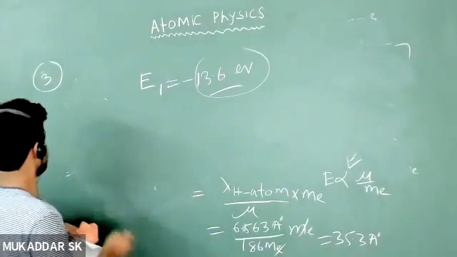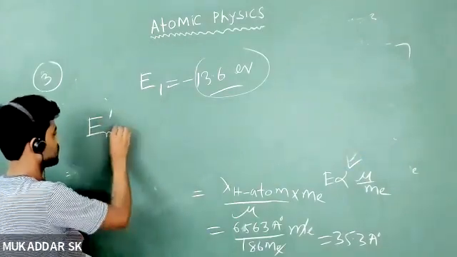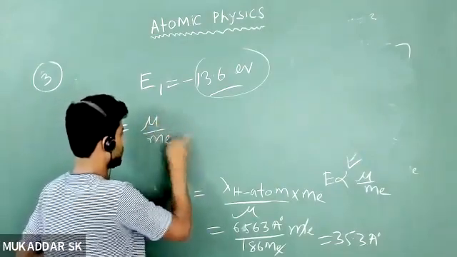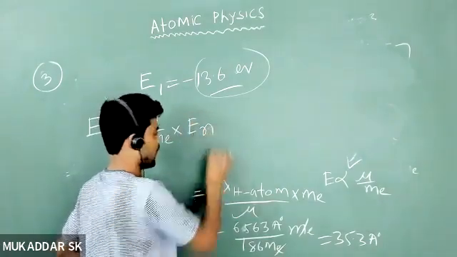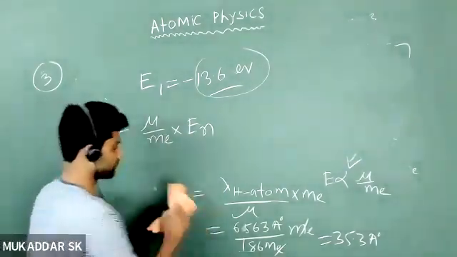You know that relation, right? So energy for finite mass nucleus, that is En dash, is nothing but mu by me into the energy of electron at the hydrogen atom. Okay. So what will be the binding energy of muonic hydrogen?